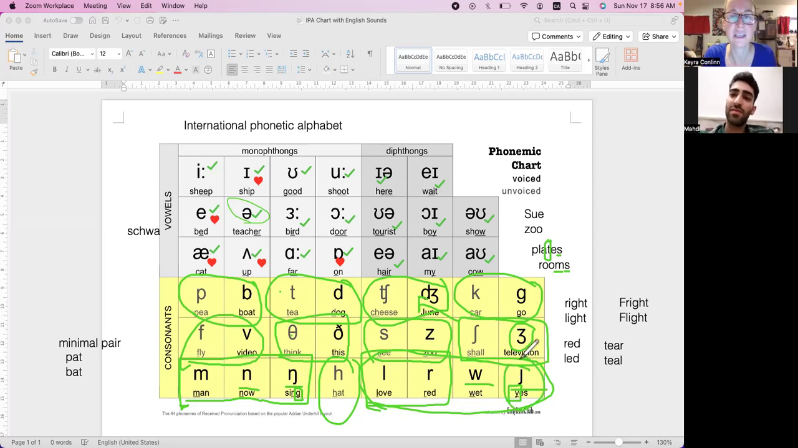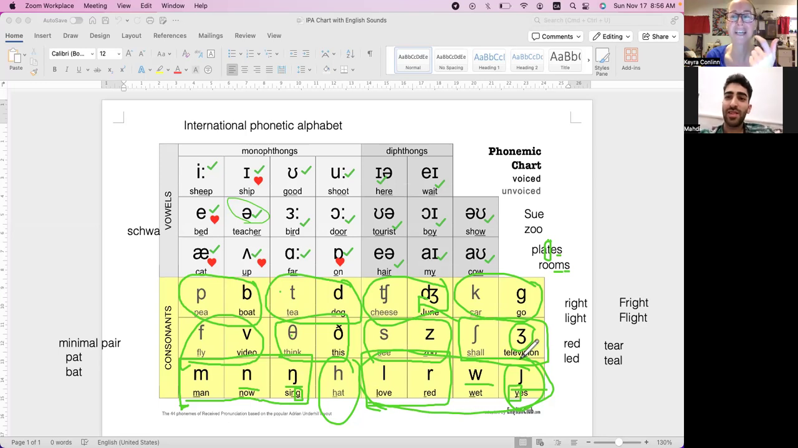And the last one, Y. There's no touching, but the tongue is tight. It's near the bottom of your mouth and tense. Yes, yesterday, yo-yo, yellow.